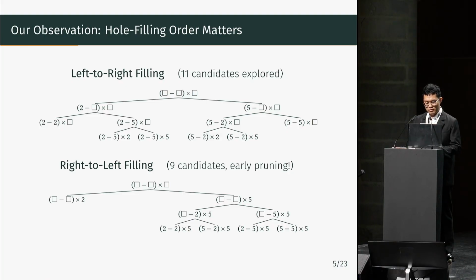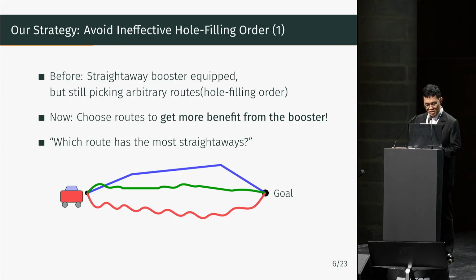So we found out that we can find the preferred order in a dynamic way for each situation. Let me explain my idea with an analogy. Think about a racer. Before, we equipped a straightaway booster, but were still picking arbitrary routes, which means hole filling order. And now, we can choose routes to get more benefit from the booster. So we can ask a question: which route has the most straightaways?